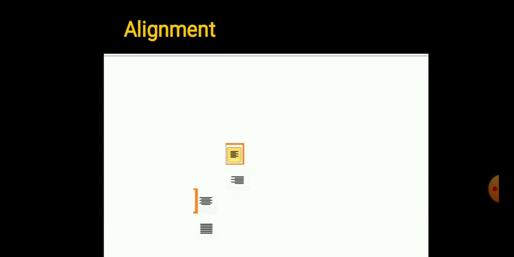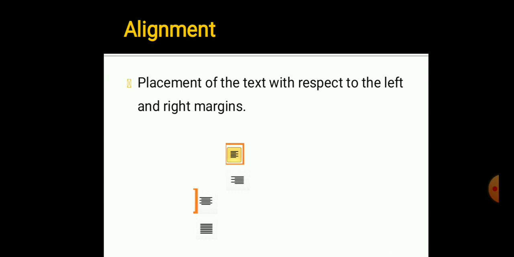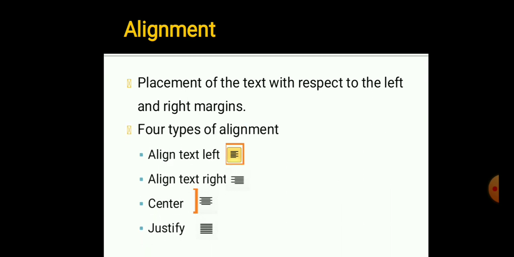Alignment. Alignment refers to the placement of the text with respect to the left and right margins. How the text is going to appear, that is called alignment. We have four types of alignment in MS Word: align text left, align text right, center, justify. As we all know about this, let us see a small recap.